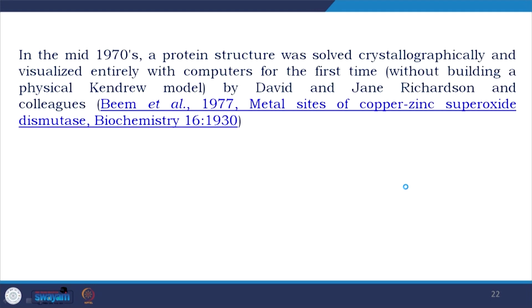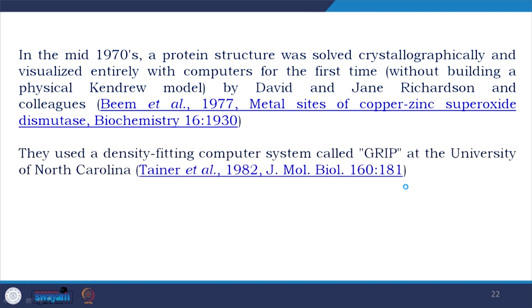In the mid 1970s, a protein structure was solved crystallographically and visualized entirely with computers for the first time, without building a physical Kendrew model, by David and Jane Richardson and colleagues. I have given the paper so that if you are interested, you could go to the details of the work. They used a density fitting computer system called GRIP at the University of North Carolina.